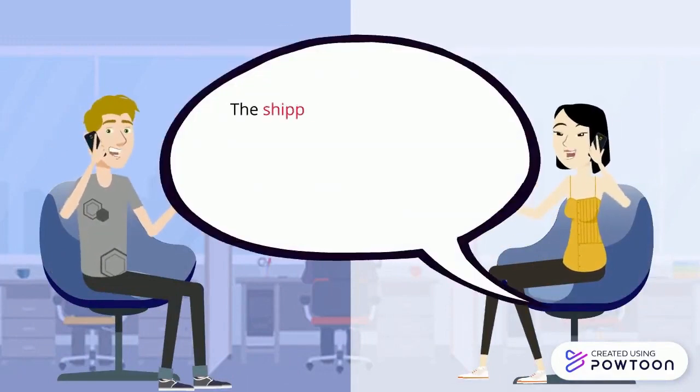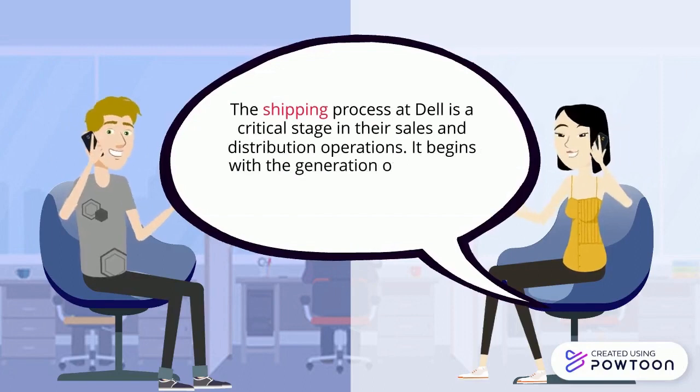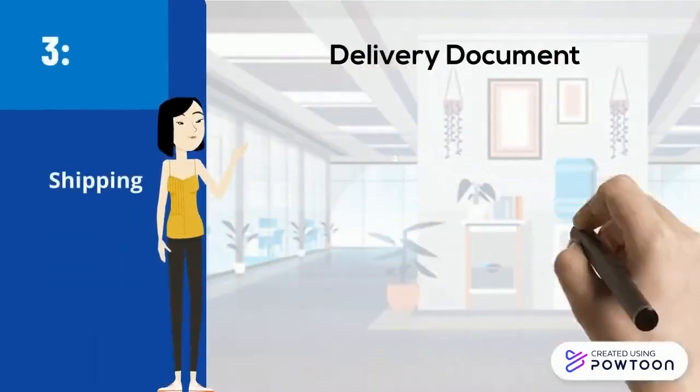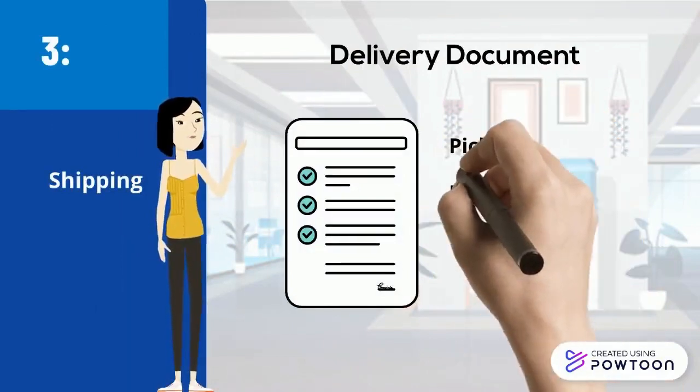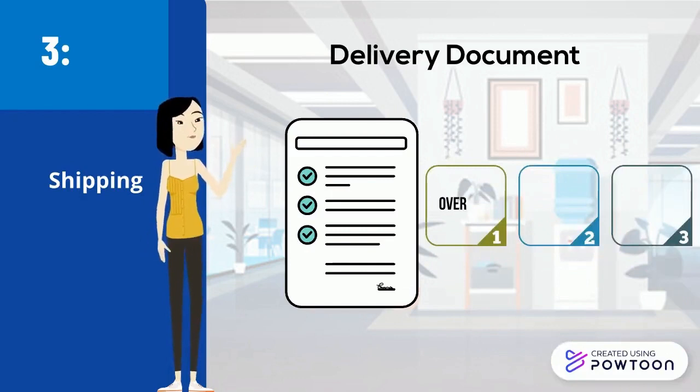The shipping process at Dell is a critical stage in their sales and distribution operations. It begins with the generation of a delivery document for each sales order. The delivery document serves as a central hub that oversees, supports, and monitors various sub-processes in the shipping phase, ensuring that products reach customers efficiently and accurately.